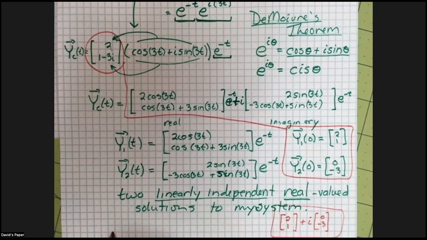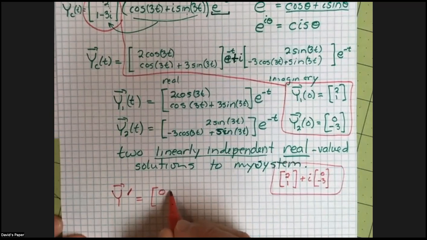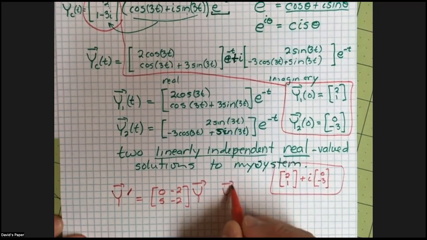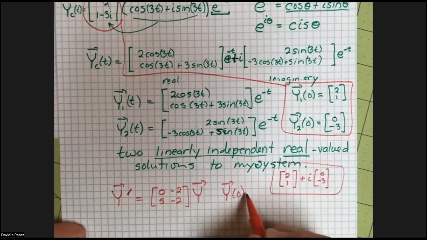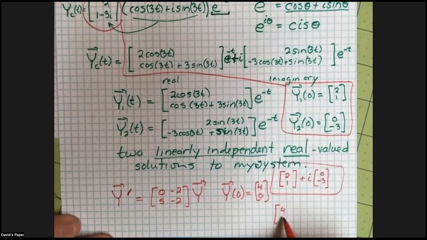Okay, so now let's take my system. And let's make some graphics. y prime equals my original matrix that Brendan provided, 0, minus 2, 5, minus 2, times y. Let's give me an initial value, like give me the solution through 4, 0. Now, how am I going to find the solution through 4, 0? What I need to do is make 4, 0 out of 2, 1 and 0, minus 3.